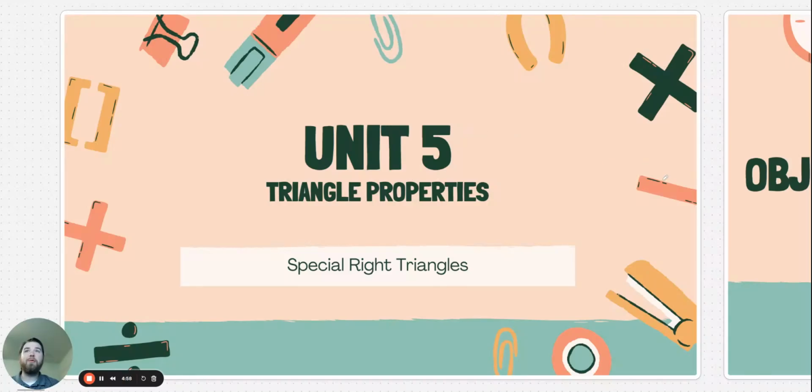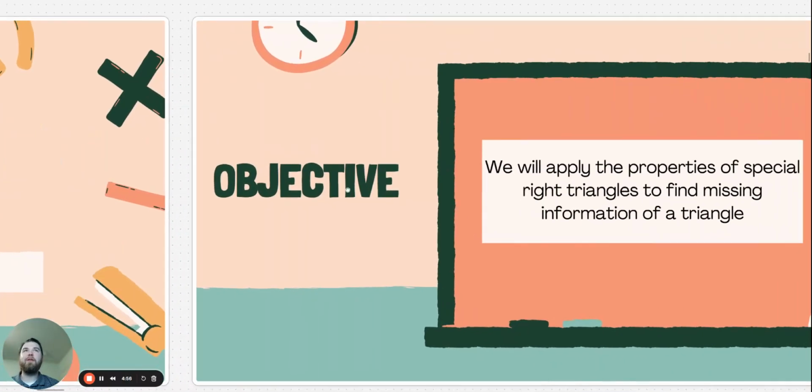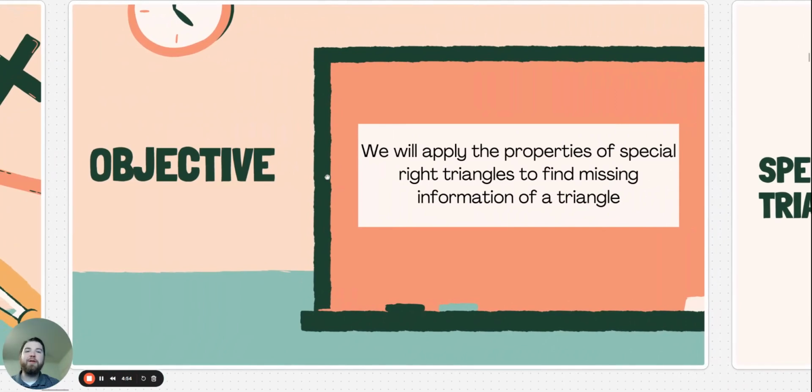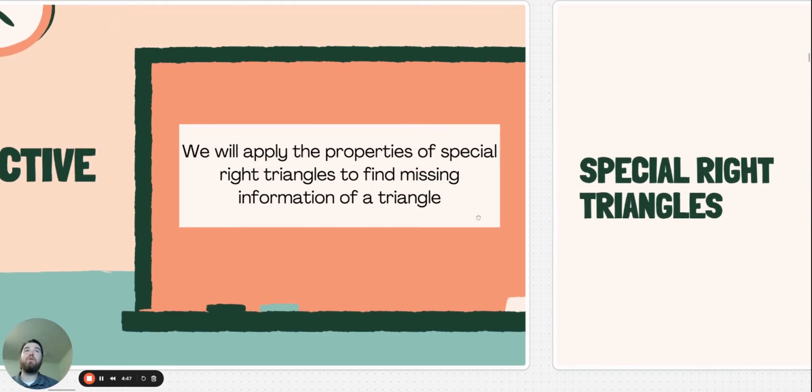Alrighty, we are looking at special right triangles. These are some of my favorite things to deal with triangles. So our objective for today is that we want to apply the properties of special right triangles to be able to find missing information in those triangles.